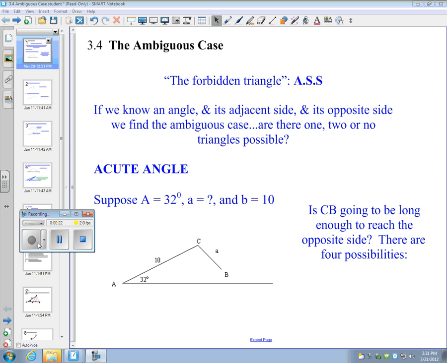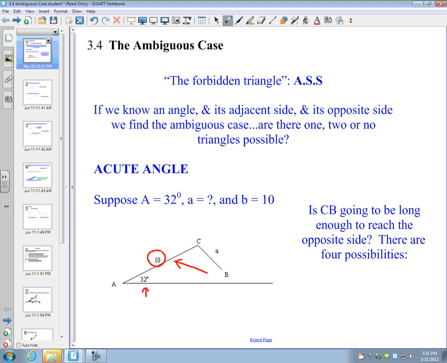Okay, if we know an angle, its adjacent side, and its opposite side, we find the ambiguous case. So there could be one, two, or no triangles possible. So first of all, if we have an acute angle, if we have things that are less than 90, this angle, like 32, is less than 90. Suppose that we have A with 32. The side across from it we're going to call A, and side B, since it's across from angle B, is 10. So what I want to know is, this side A, is it long enough to touch?